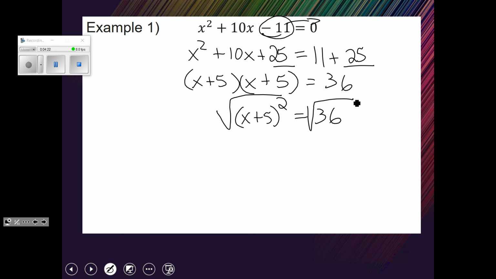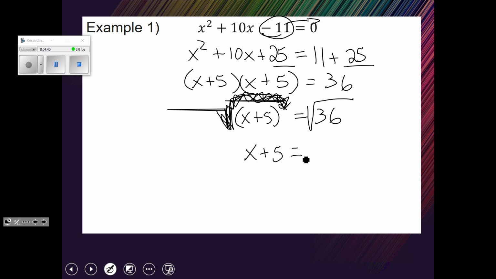So what will happen? You ready? Cancel. They're going to cancel out. What does it leave you? It leaves you with x plus 5. What's the square root of 36?